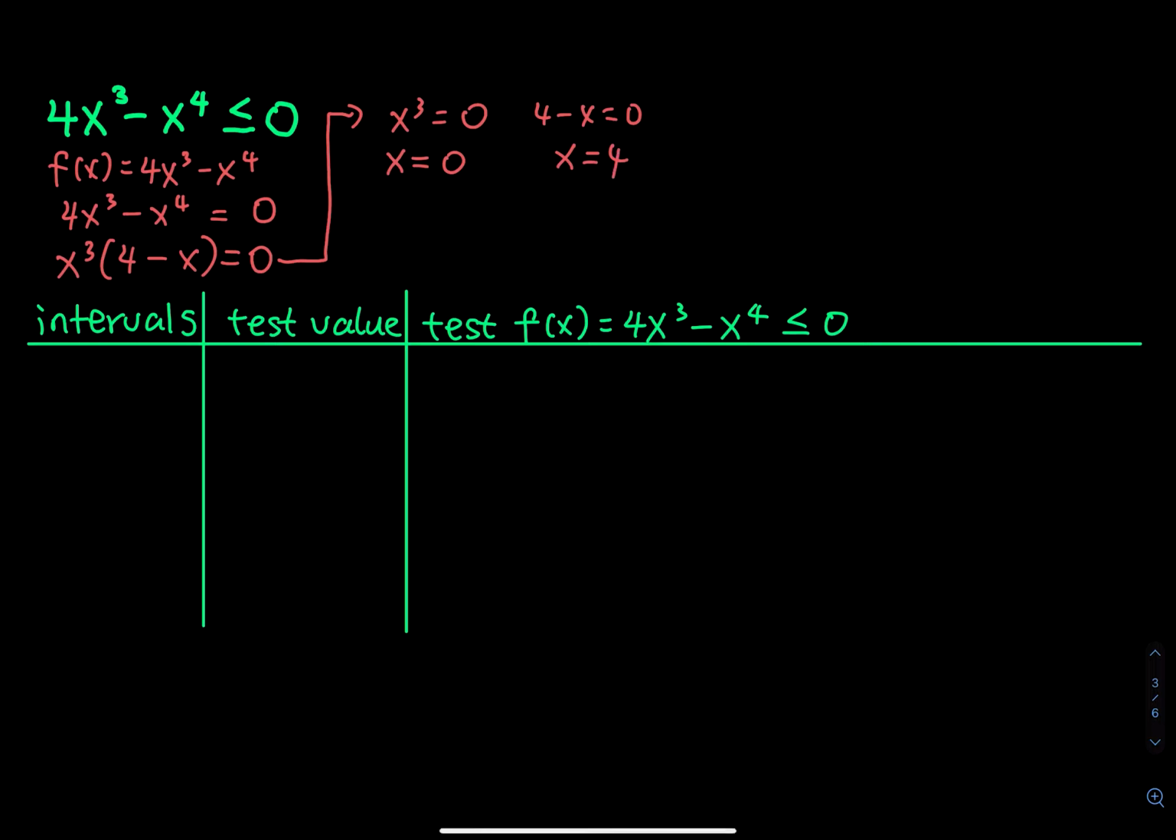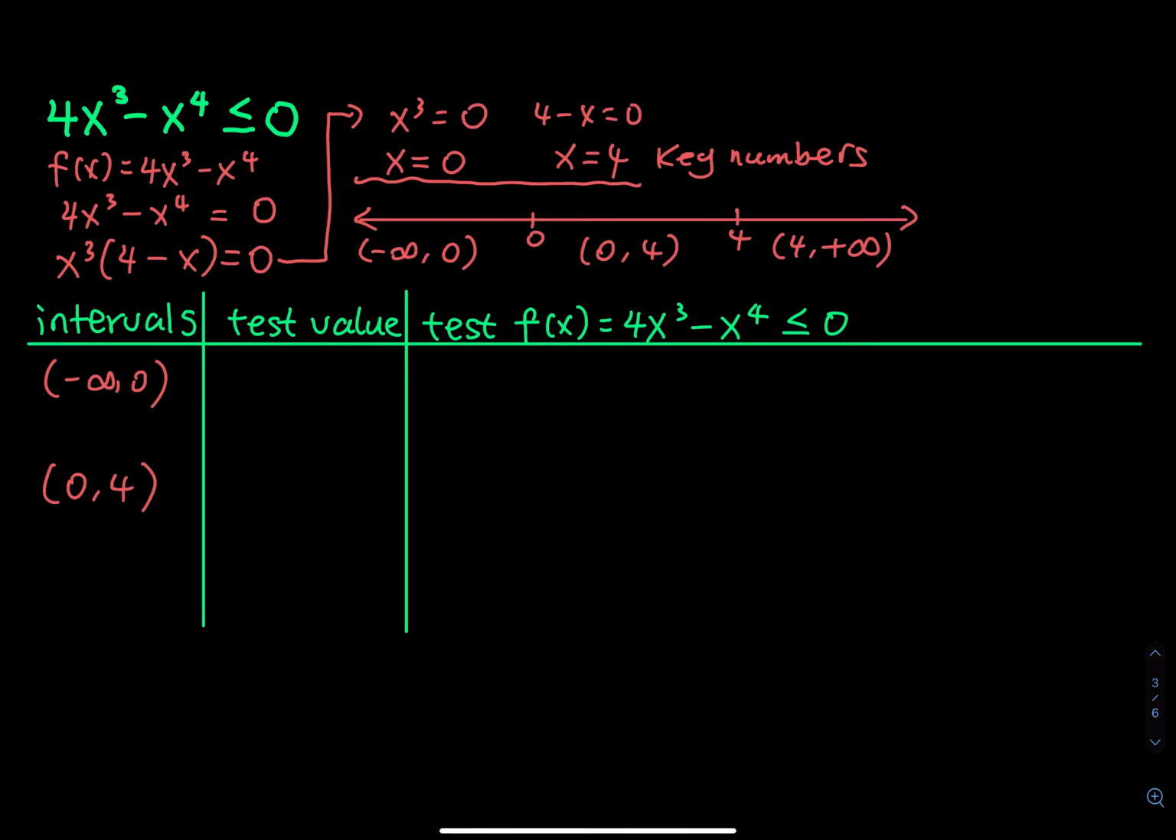And what else? You draw a number line and place the key numbers on the number line. So let's draw a number line, and here is a 0, here is a 4. We have one line, two numbers that divide the number line into 3 pieces. The first piece is from negative infinity to 0, then from 0 to positive 4, and then from 4 to positive infinity. So these are my test intervals.